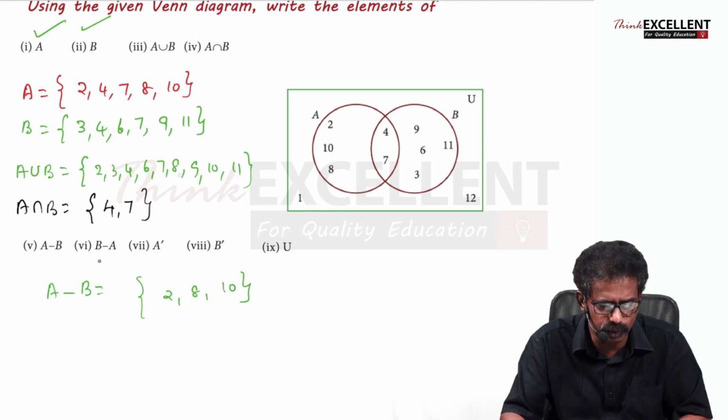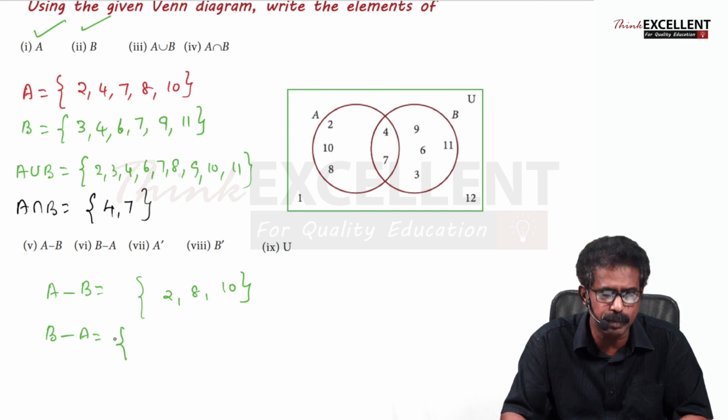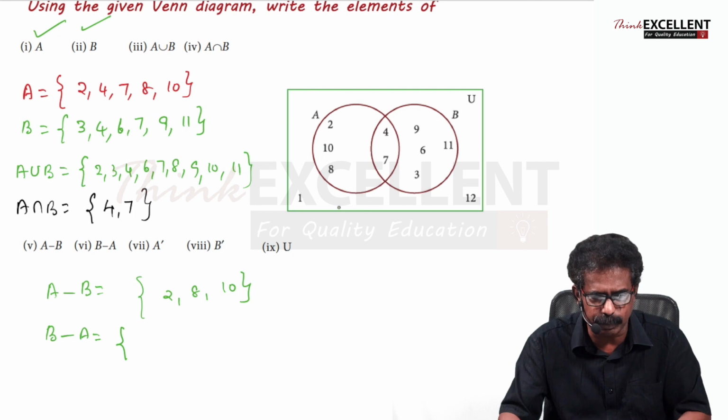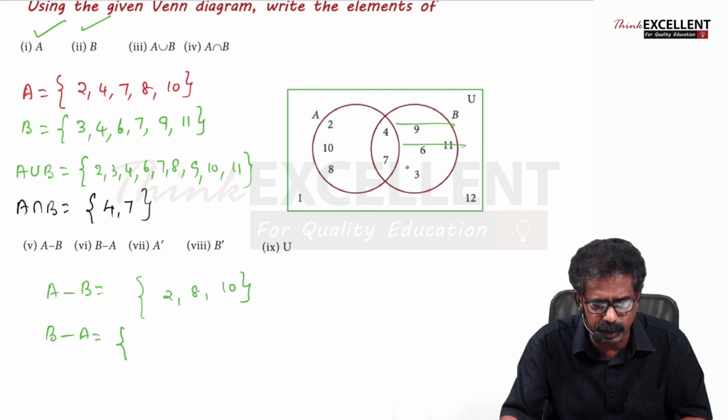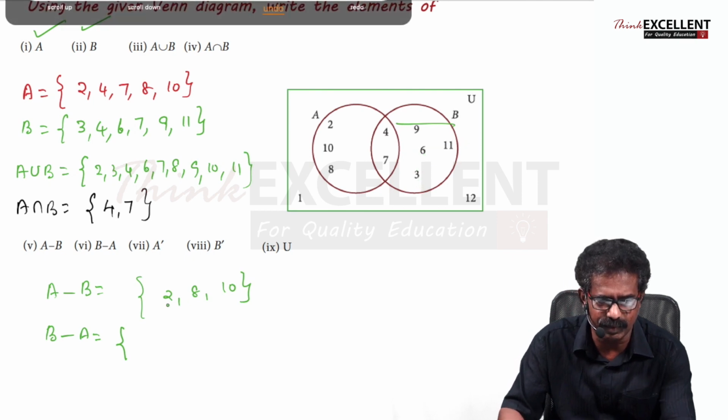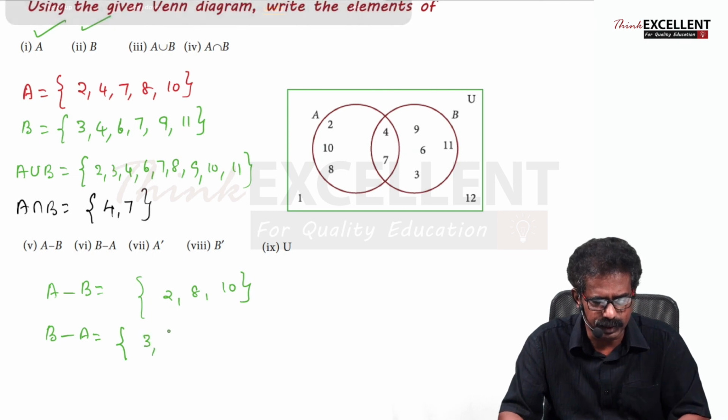So then next, what do you want? B minus A. What's the meaning? In B but not in A. By seeing the set also you can read, but I want it from the Venn diagram. This portion is B minus A. So what are the elements there? 4 elements there: 3, 6, 9, 11. Right? 3, 6, 9, 11.